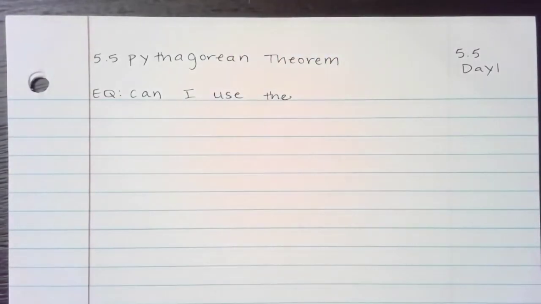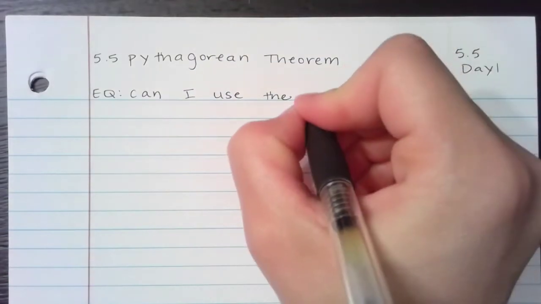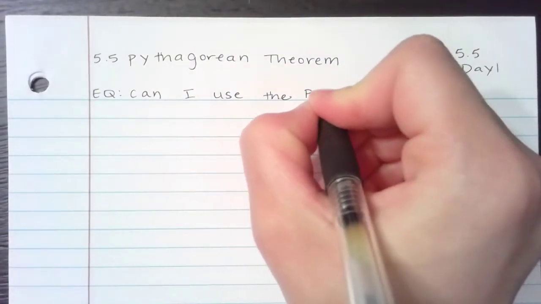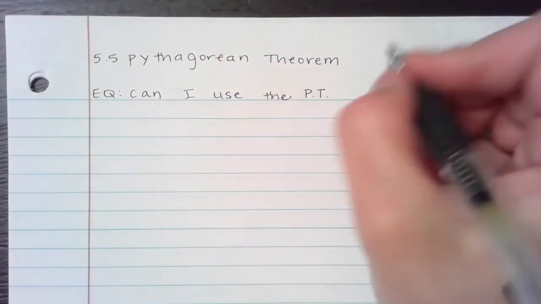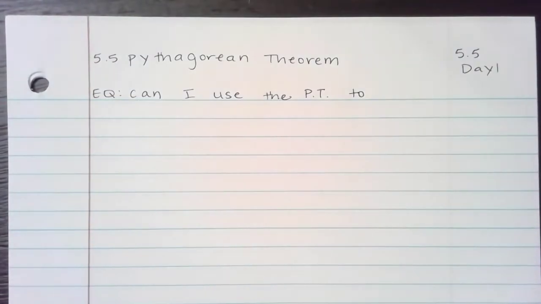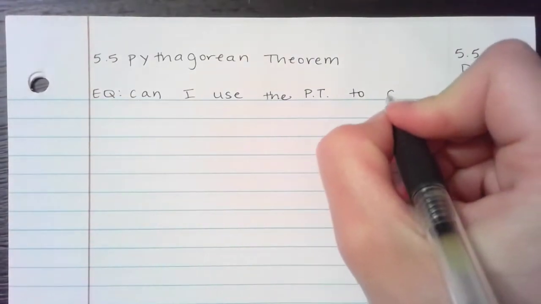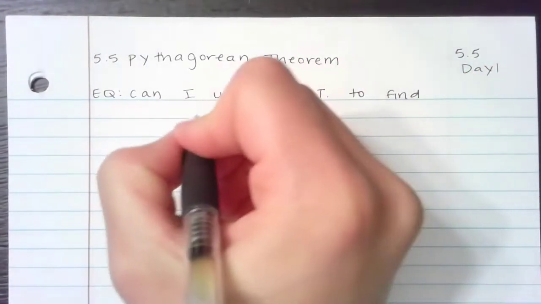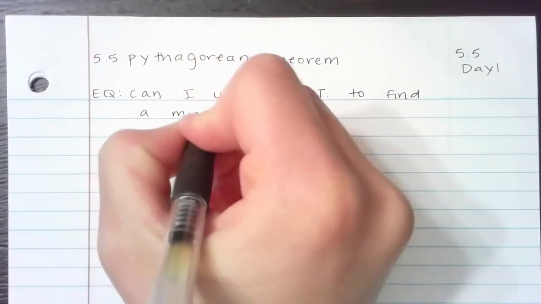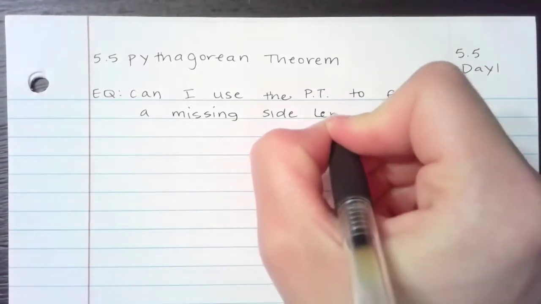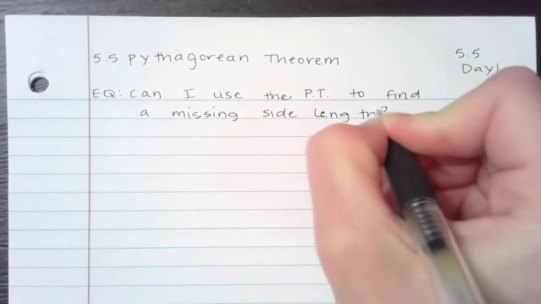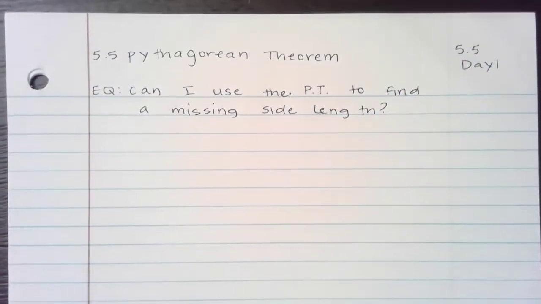And instead of writing the Pythagorean theorem like a million times, I'm going to use P.T. as a little abbreviation for Pythagorean theorem. Can I use the Pythagorean theorem to, and what does the Pythagorean theorem do? To find a missing side length. And a missing side length of what, and we're going to go into detail on that.